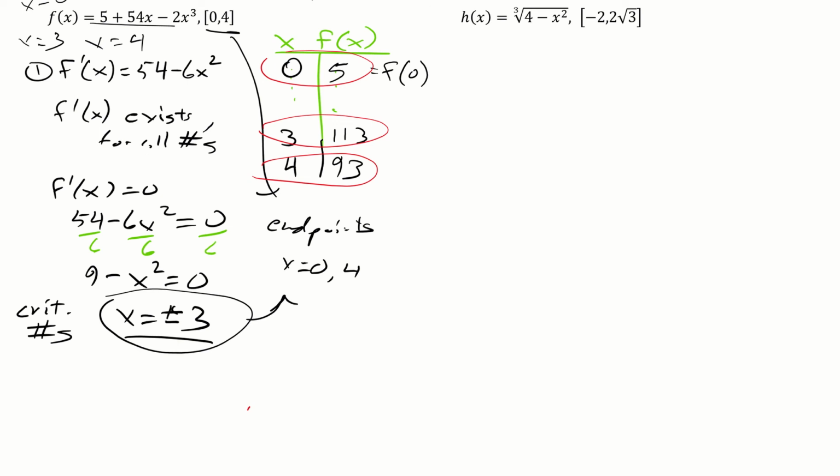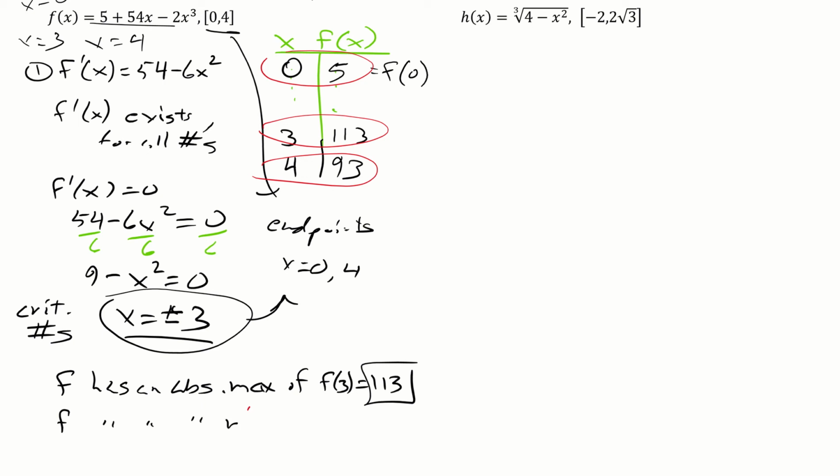We would say something like this. F has an absolute max of, and I look at the table, which one's biggest? Oh, there it is. F of 3 is equal to 113. And F has an absolute min of, and I look at the table, which one's smallest? Oh, there it is. F of 0 equals 5. And this problem is completely done. Okay, so I'm going to go to the next one.